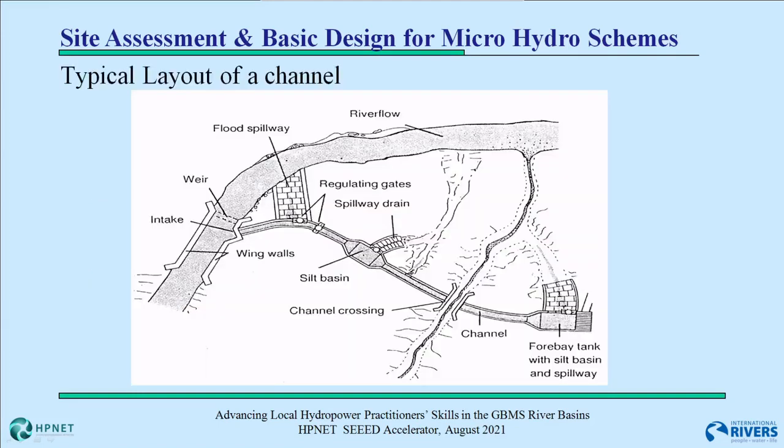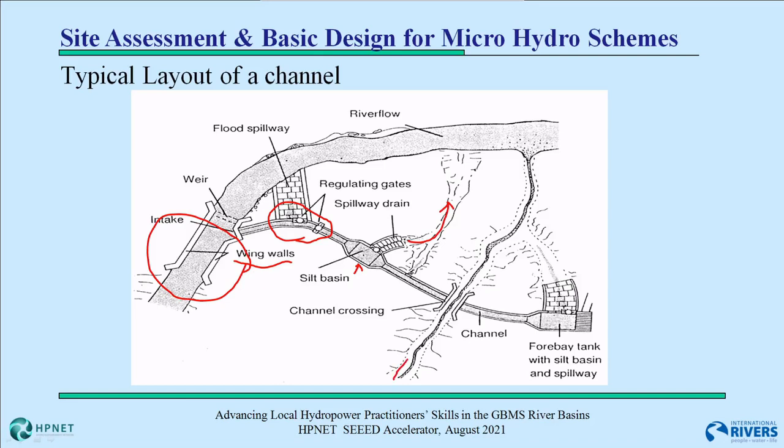Typical layout of a canal route is shown. This is a very interesting diagram. It not only shows about the channel, but also some other components. We can see just before the intake, you have extended walls called wing walls that protect the river banks during flood waters. The water enters the intake and immediately downstream, a flood spillway is there. Then it goes to a silt basin where the silt is removed and that flush out of the silt basin is also connected back to the stream.